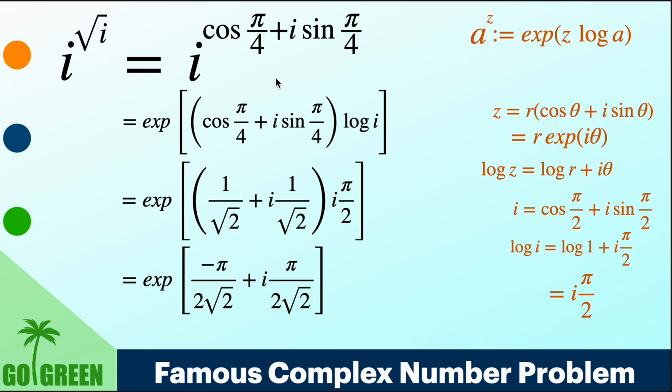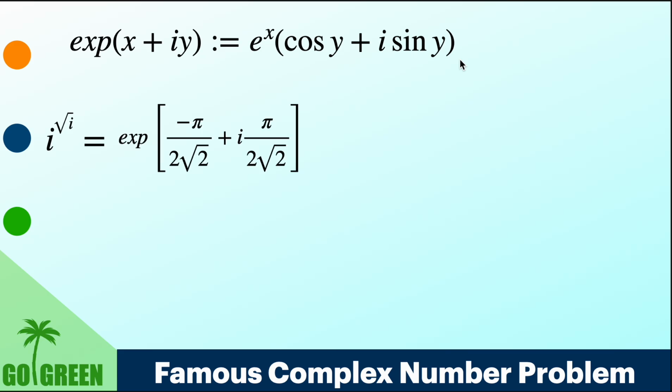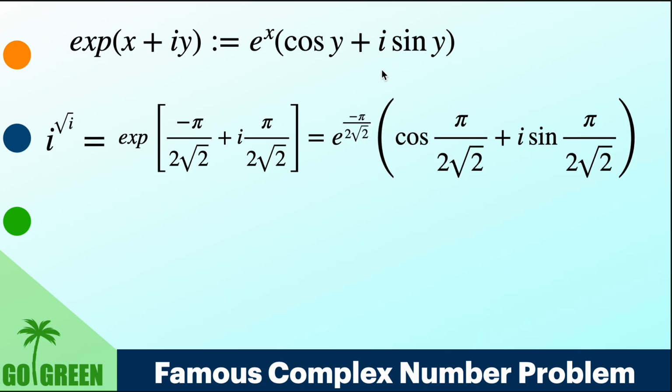But still, we don't have the form a plus ib. For that, we need the definition of the exponential function. What is that? The exponential of any complex number x plus iy is e to the power x times (cos y plus i sin y). This is the very definition of exponential of x plus iy, for any complex number x plus iy. In our case, i to the power root i was exponential of minus pi by 2 root 2 plus i pi by 2 root 2, which, using this formula, you can write.